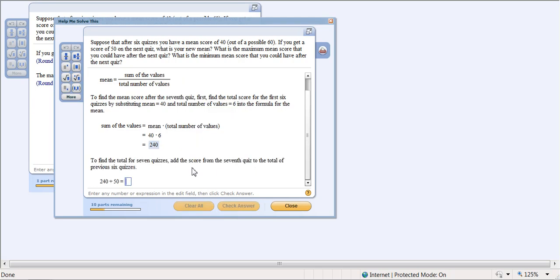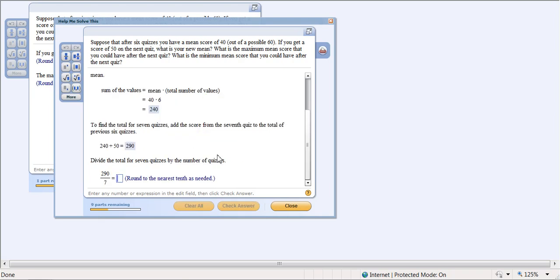Okay, so now it says here that the next score is a 50. So we already had 6 scores of 40 that added up to 240. So we're going to take this 240 and add the new score into it and get a total of 290. And we'll click check answer. Okay, we did fantastic on that.